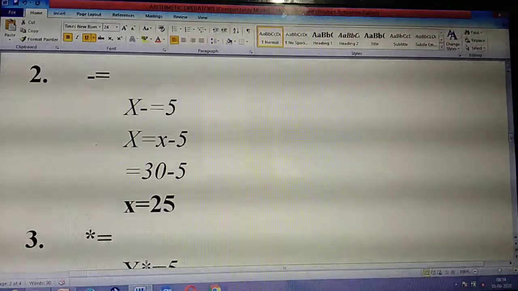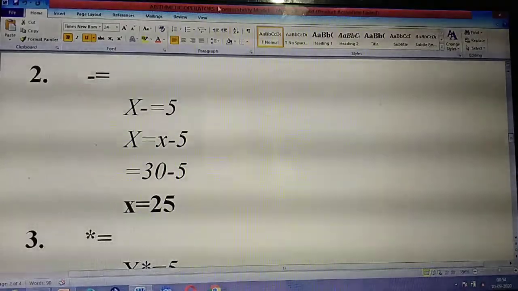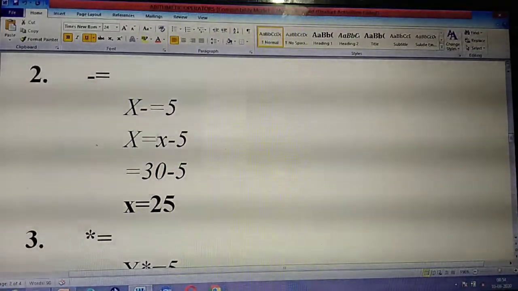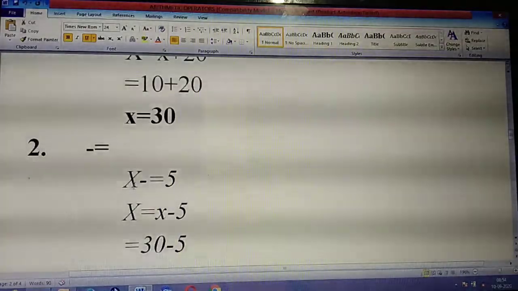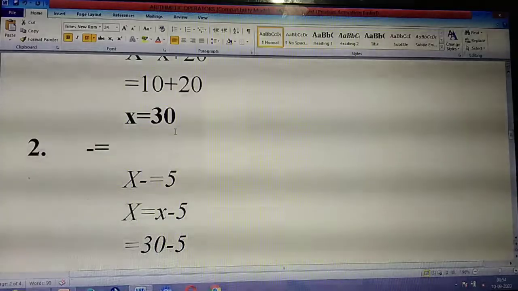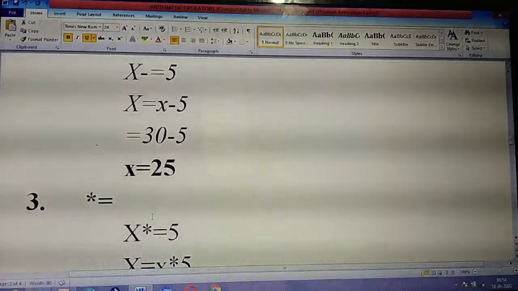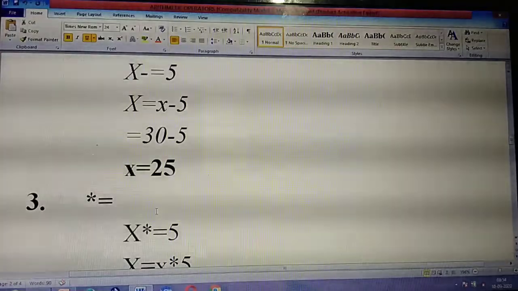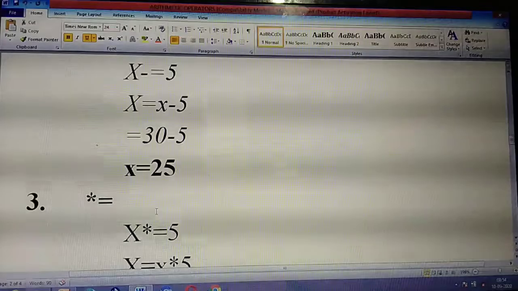Write it near the tabular column. So what's the meaning of x minus equal to 5? That means x equal to x minus 5. So here you need to take the values you get at the last. What's the value of x at the last? You will get 30. So 30 minus 5 means 25. Have you all written? Yes.